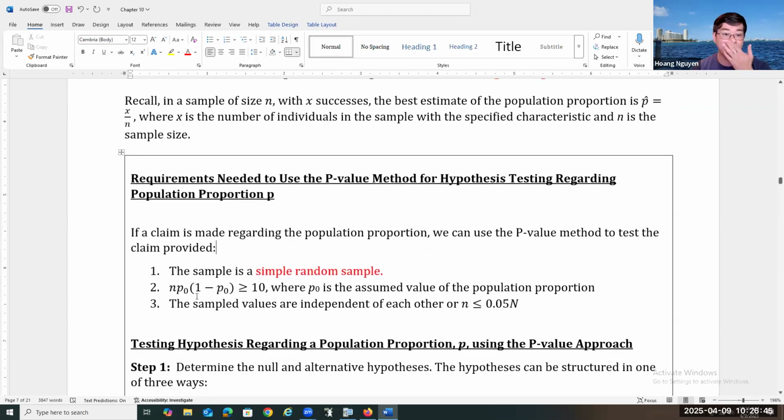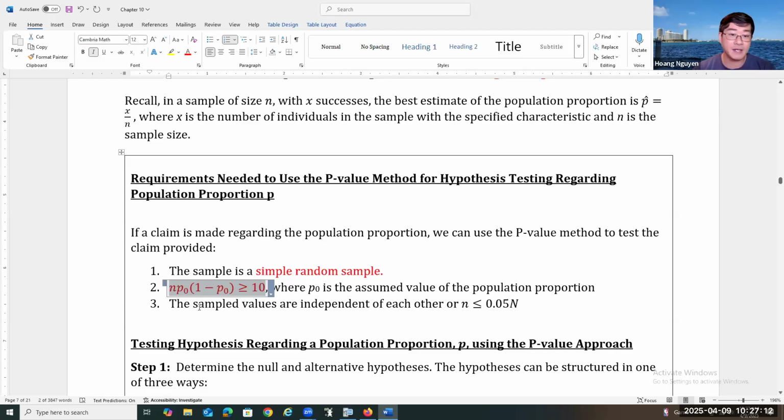The second requirement is n times p0 times 1 minus p0 has to be more than or equal to 10, where p0 is the assumed value of the population proportion, or p0 is the value that we have in the hypothesis test. So p0 is the value that we have in the null hypothesis and the alternative hypothesis. So that's going to be p0.